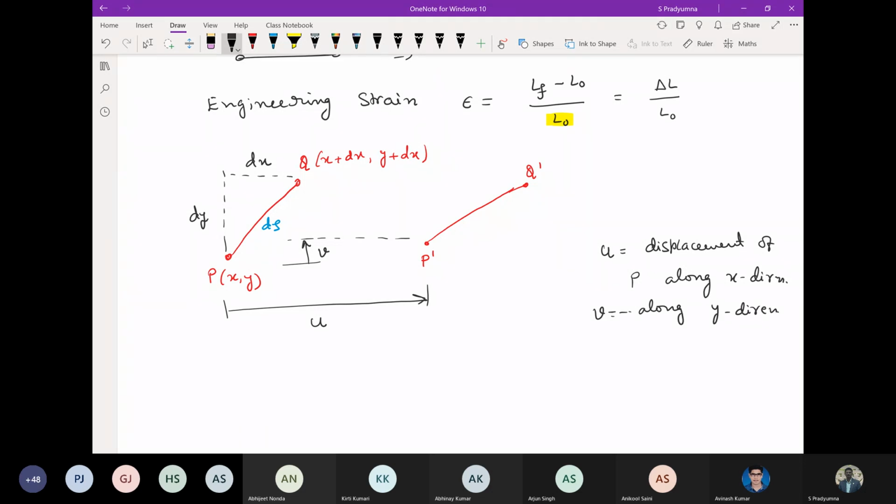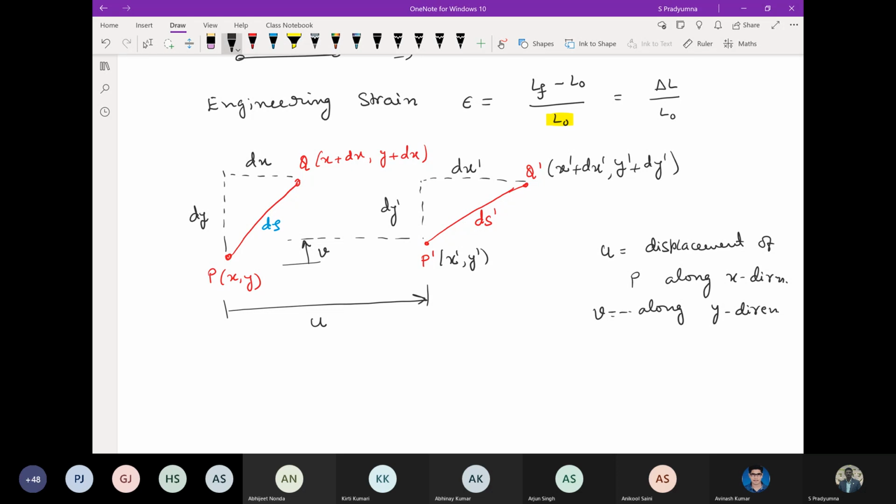This is the same along the y direction. Then P dash has a coordinate of, let's say, x dash comma y dash, and q dash has x dash plus dx dash comma y dash plus dy dash. So these are the revised coordinates of p dash and q dash. I call this length ds dash. Therefore, this is my definition of dy dash and dx dash.